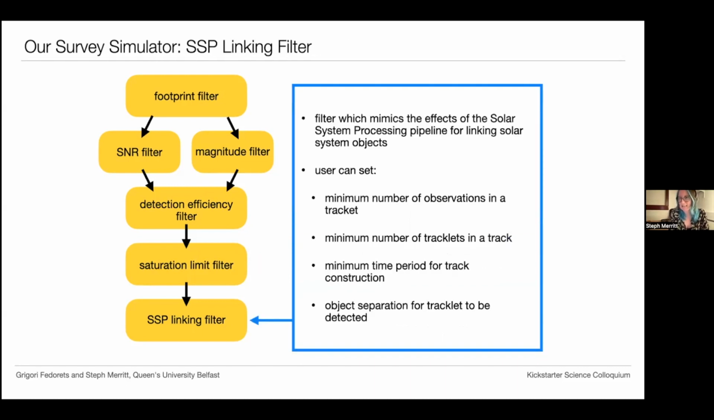And then finally, there's a filter which mimics the effects of the solar system processing pipeline for linking solar system objects. So if you want to discover which objects in your sample will be successfully linked automatically and reported to the Minor Planet Center. All parameters on this are also customizable by the user. So you can set the minimum number of observations in a tracklet, minimum number of tracklets in a track, and so on and so forth. Next slide.